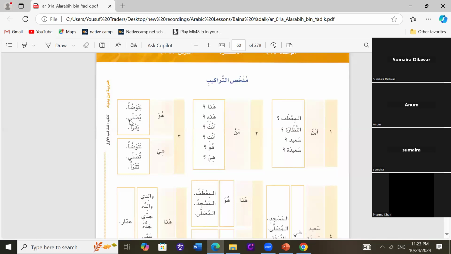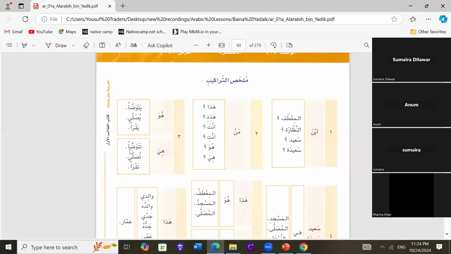Yusalli, he offers prayers. Yaqra'u, he recites Quran or he is reading. Basically iqra, qara'a, yaqra'u mean reading. I'm saying iqra, qara'a, yaqra'u because these are different forms of words. Like in English, we use different forms like first form, second form, and third form. Likewise, in Arabic, we use different forms in present, past, and future. Later on, we will discuss this in next lessons, inshallah.